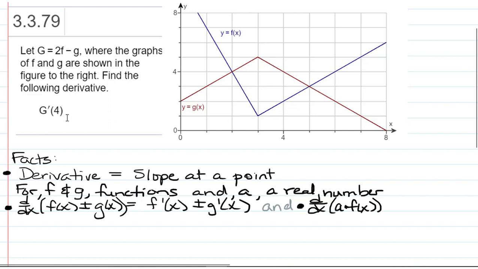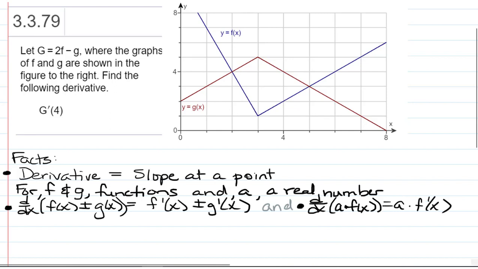So some facts to keep in mind to help us with this are that number one, a derivative is just the slope at a particular point on a function. And number two, if functions f and g are being added or subtracted, then the derivative of their sum is the sum of their derivatives. And finally, if a is a real number, then the derivative of a times f of x is just going to be a times the derivative of f of x.